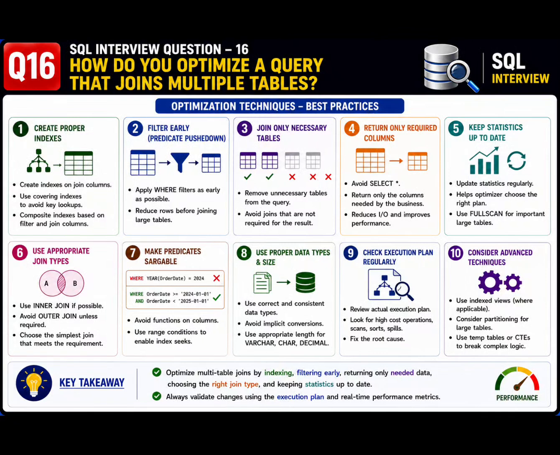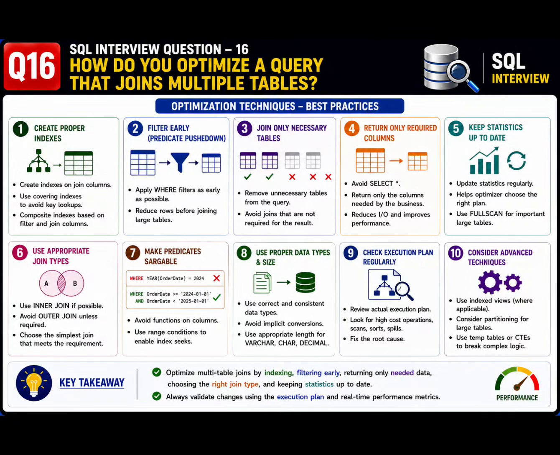Then avoid using SELECT star, that means retrieve only the columns required by the application. Update statistics to help SQL Server choose better execution plans. Whenever possible, use inner join instead of outer join. Avoid cross join unless absolutely necessary. Then write SARGable queries, that is, avoid functions on indexed columns and use search arguments that allow SQL Server to use indexes efficiently. Then the execution plan.